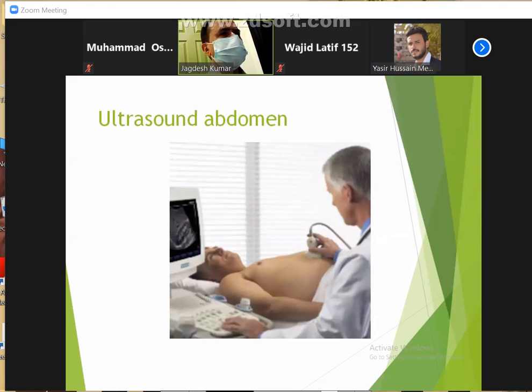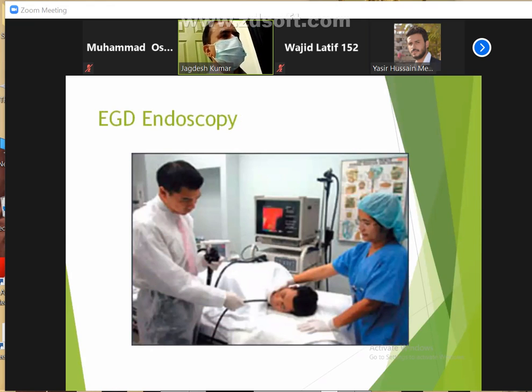This is an ultrasound of the abdomen. You can identify structures like the liver, spleen, kidney, ascites, or sometimes pericardial effusion. This is an EGD, esophagogastroduodenoscopy, upper GI endoscopy. You look into the esophagus, stomach, and duodenum, proximal and distal. It's not to go up to the jejunum. So this is upper GI endoscopy. Then the bottom is called lower GI endoscopy: sigmoidoscopy, colonoscopy.